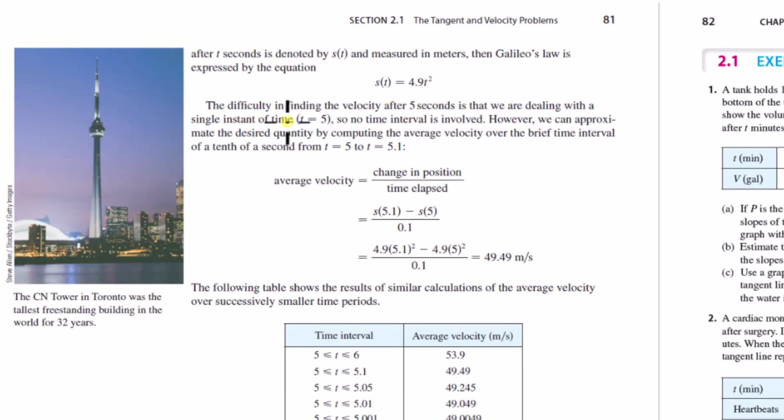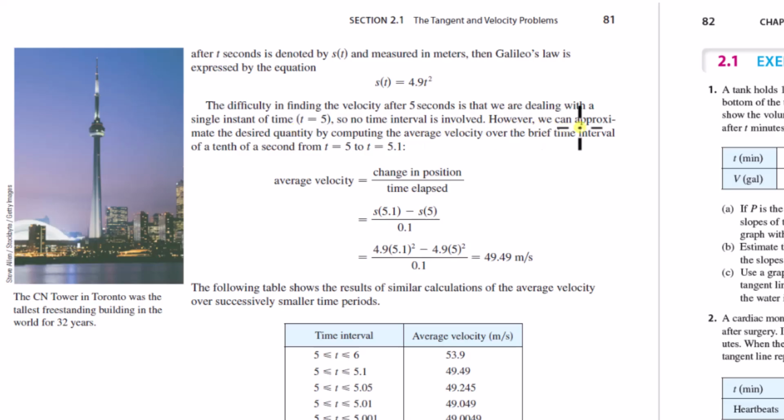The difficulty in finding the velocity after 5 seconds is that we are dealing with a single instant of time, right? They're not asking for an average velocity between time 4 and time 6. They're asking for the instantaneous velocity after 5 seconds. If you took a picture of the ball right at 5 seconds and you want to write its velocity on that picture, what would that speed be?